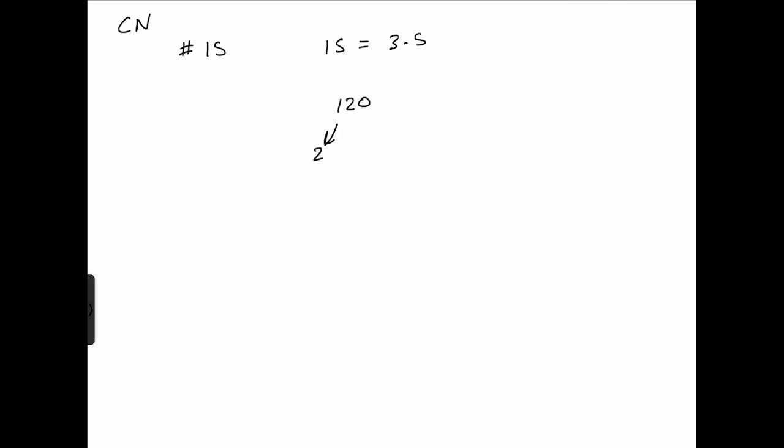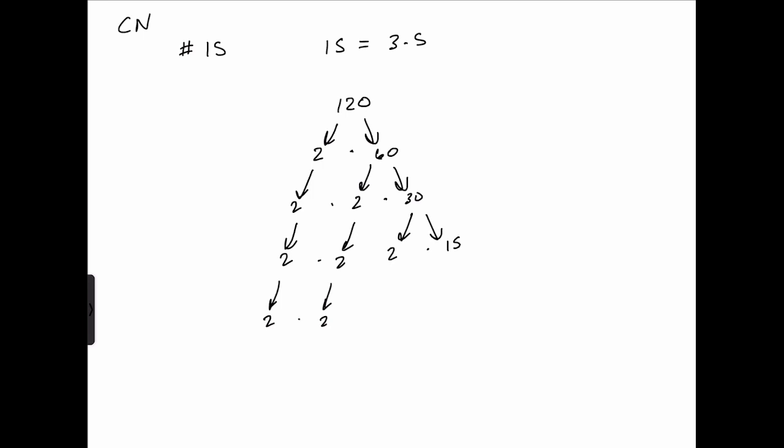So 2 times 60, 120, we'll bring our 2 down. 2 times 30 is 60. Bring our 2 down. 2 times 15 is 30. Bring our 2 down. And we get 3 times 5.